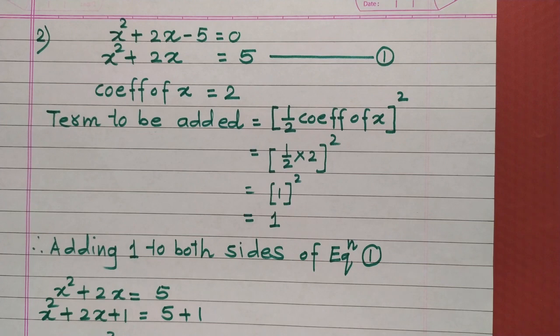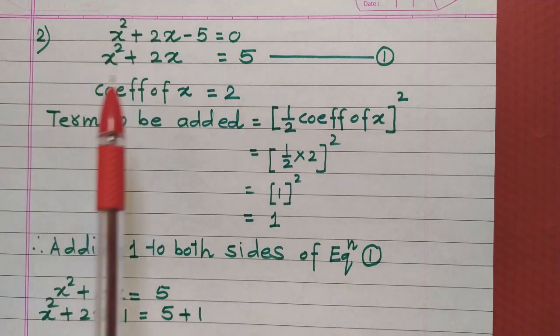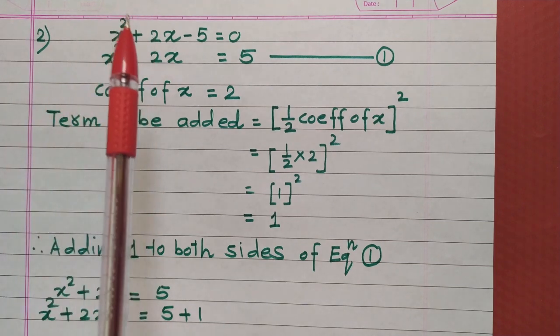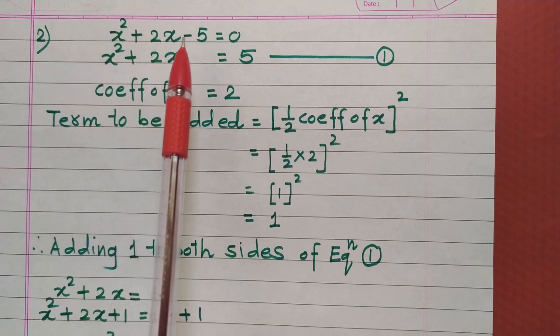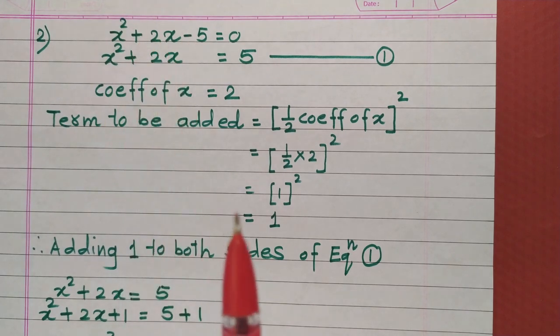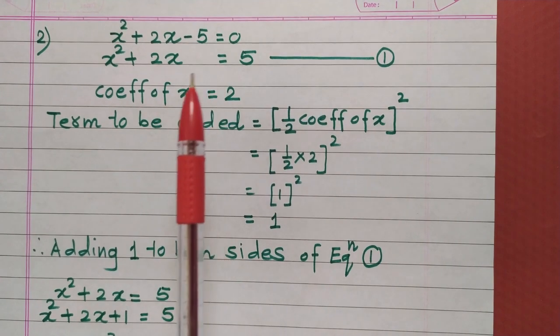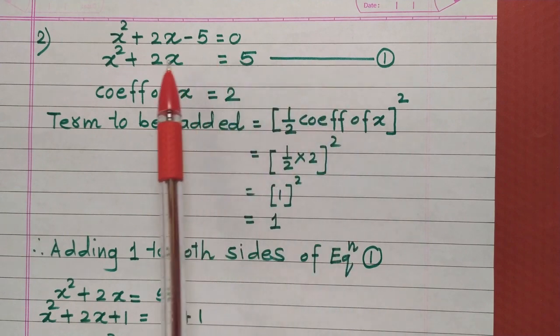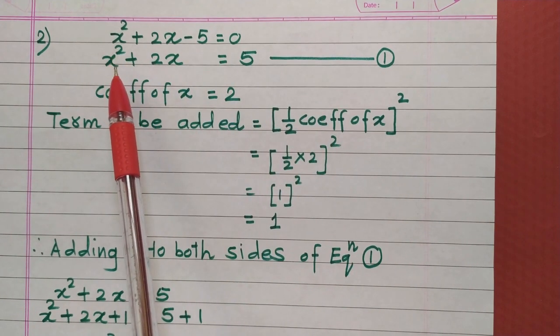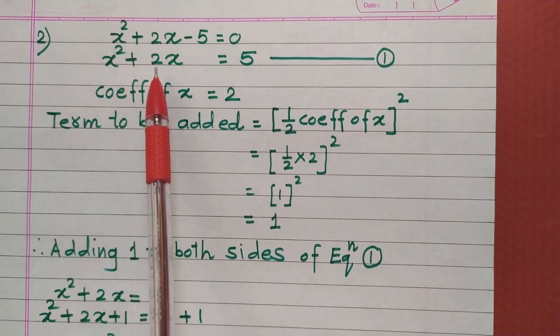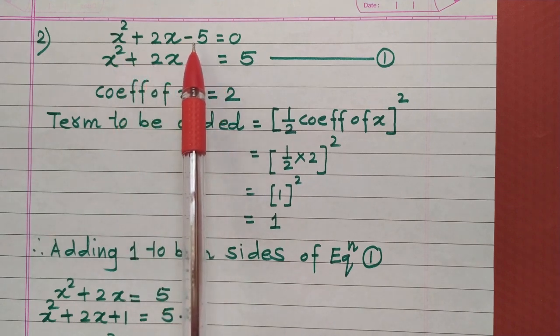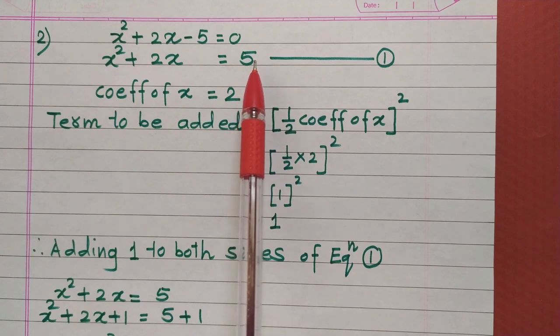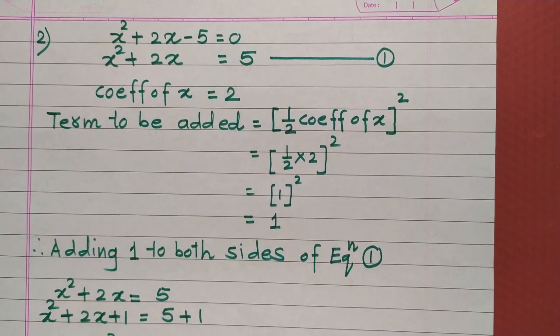Now we move towards example number 2 from the completing square method. Example number 2 is x square plus 2x minus 5 is equal to 0. So what will be our first step? Shifting of the constant term to the right hand side. So here I have written x square plus 2x is equal to minus 5, which has been shifted to this side, so this becomes plus 5.